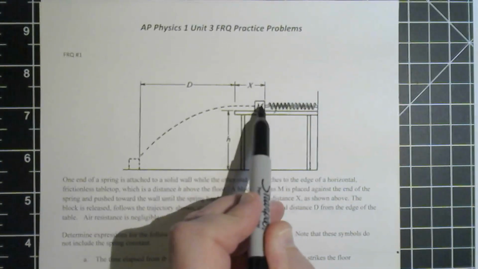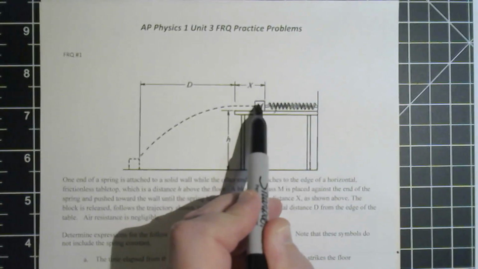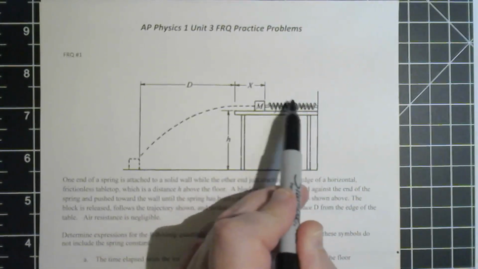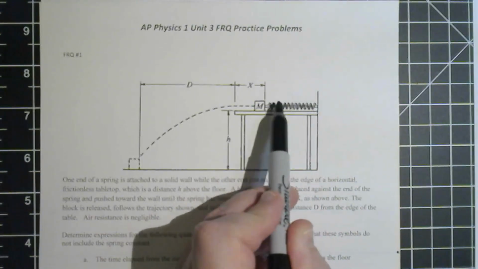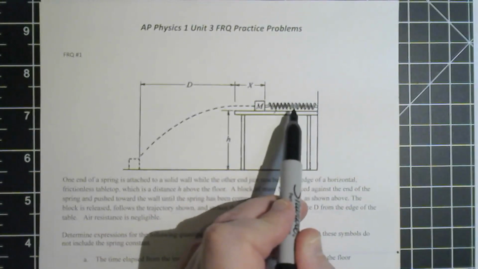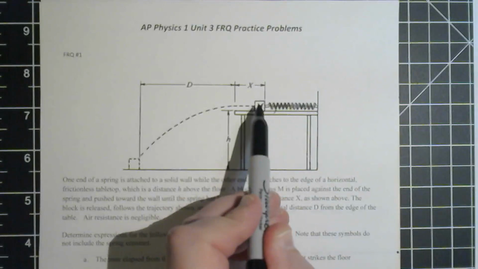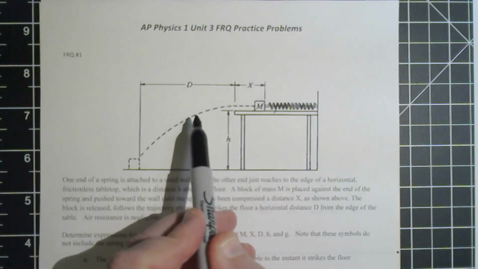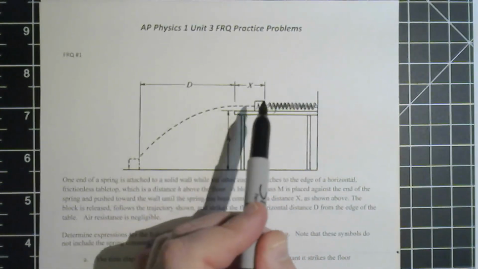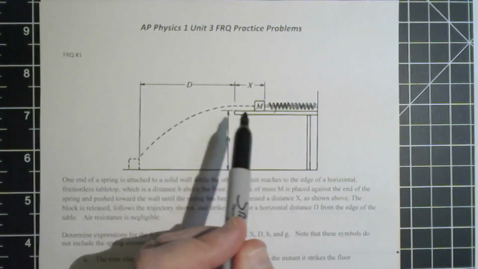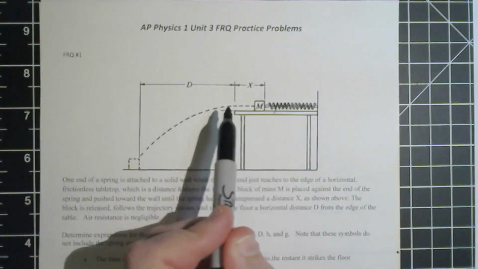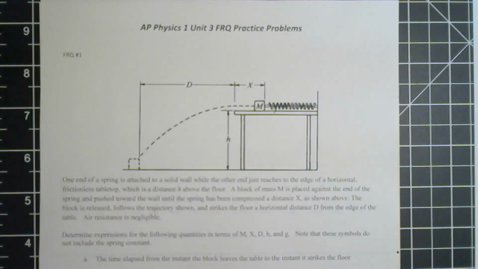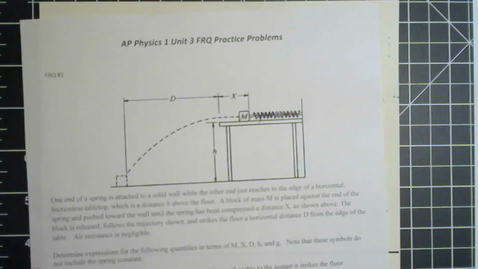All right, and so what's going to happen is that block is going to gain some energy from the fact that the spring now has some elastic potential energy stored up in it. And then they're going to release the block, and it's going to fly off this tabletop and hit the ground through some kind of projectile motion. And this is going to be a horizontally launched projectile. So what we want to do is calculate some of these values.